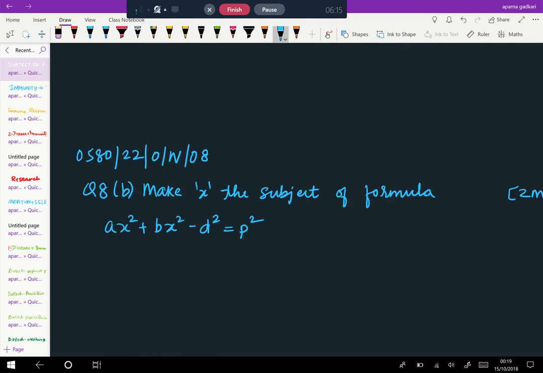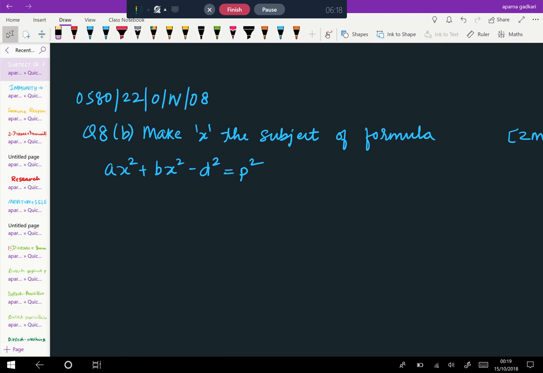Okay, coming to this question, it's taken from October-November 2008, paper 2-2. That's question number 8b. Make x as your subject. Okay, now you can see x is in the form of squares. Again, it's very simple. Keep ax square as it is, keep bx square as it is. Now you do not want this minus d square on the left, so you're going to push it to the right. So you have p square plus d square. And why I don't want that? Because I'm trying to keep only x to the left. The first thing I can do is I can push any other thing that is easily separatable to the other side.